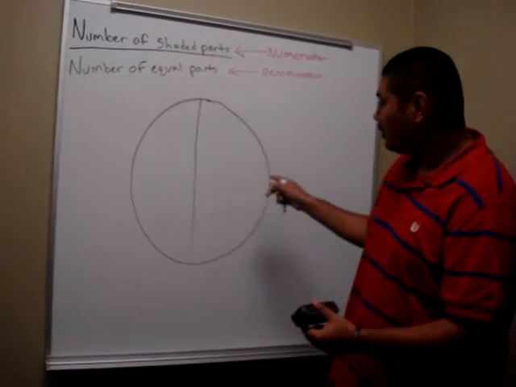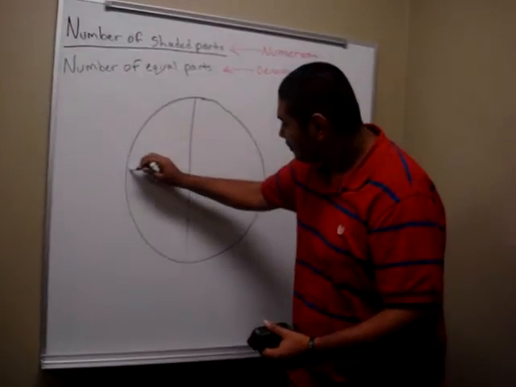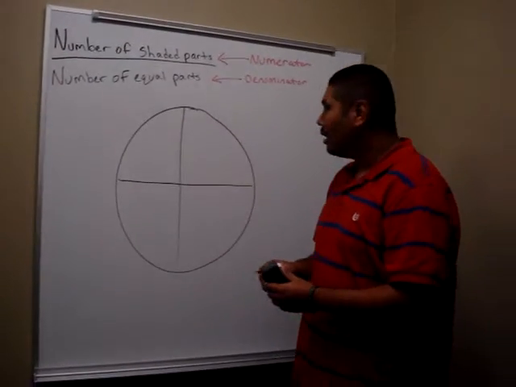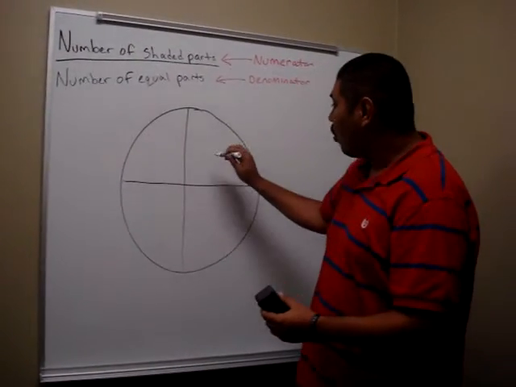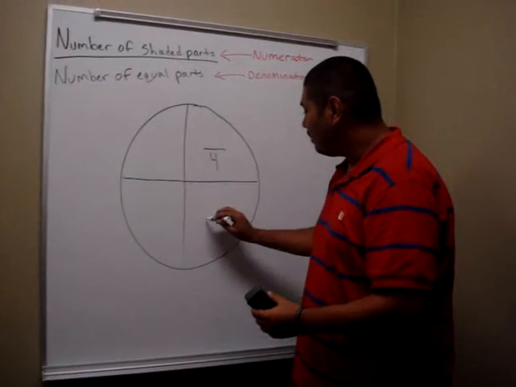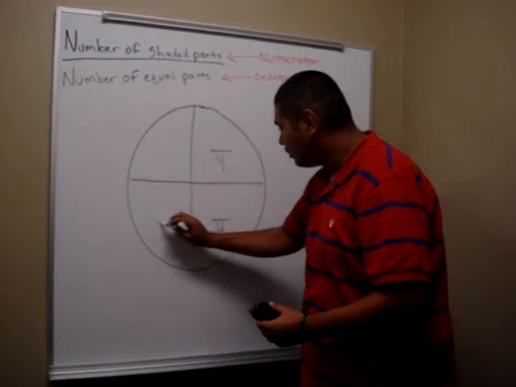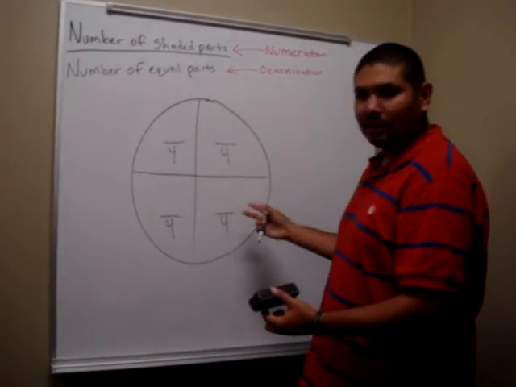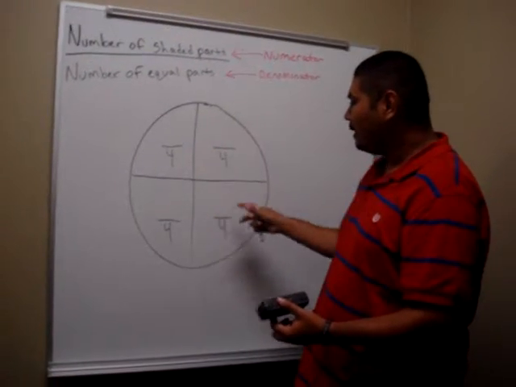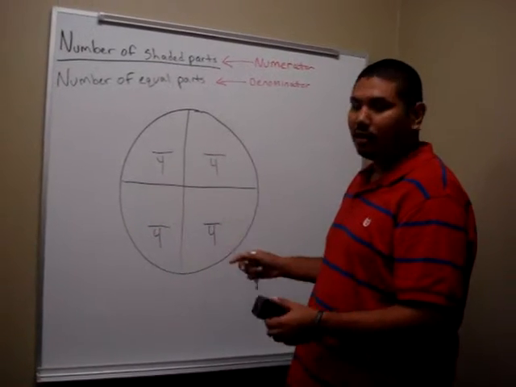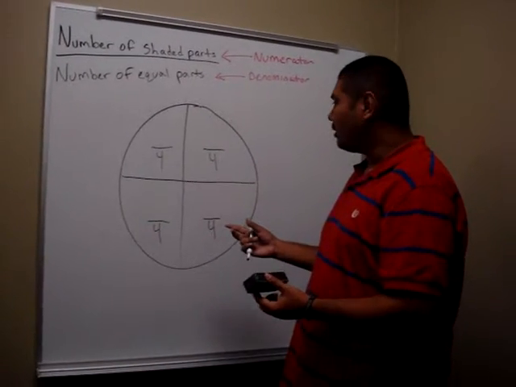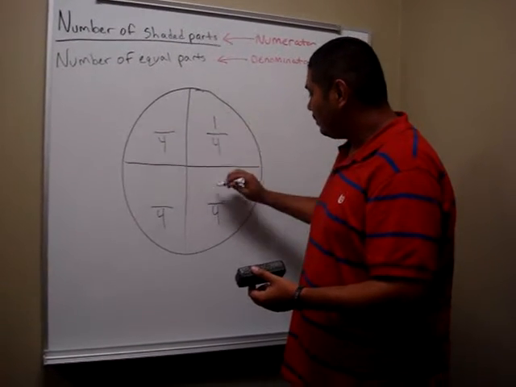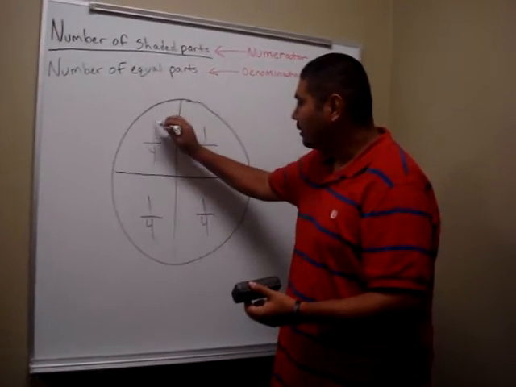Combined together, these pieces make one whole. Now I'm going to split the circle down the middle again. Now there are 4 pieces of the circle. So for the denominator, I'm going to put 4 for each piece of the circle. Now each piece of the circle is one piece. I'm going to put the 1 over each.